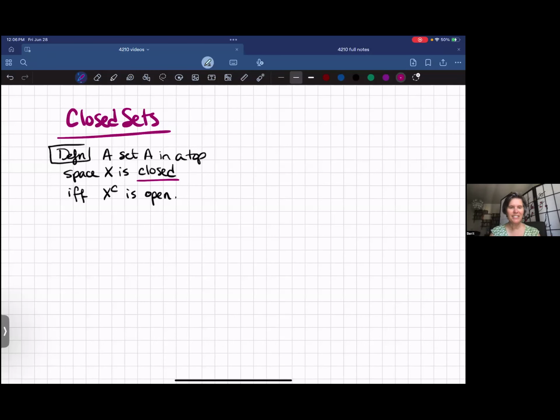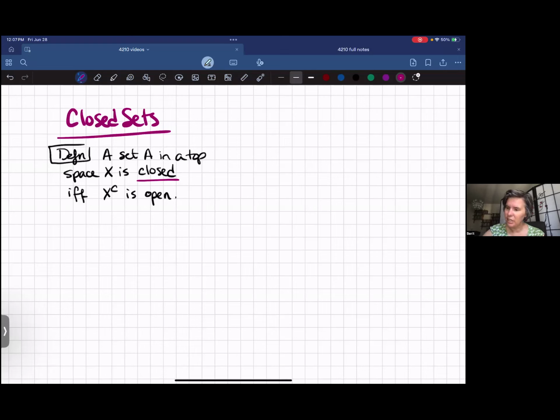Hi, this is Barrett Givens, and in this video, we're going to talk about closed sets. So far in topology, we've learned about open sets, we've defined what a topology is, and we have talked about what a basis for a topology is. Now we're going to start talking about different types of sets and operations we can do with sets, but we're going to start with closed sets.